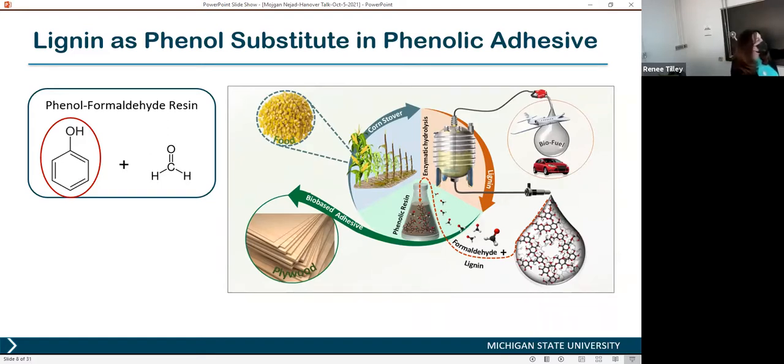We replaced 100% of the petroleum-based phenol with this lignin, and made adhesives that were good for plywood application. That was the first time that we were able to replace 100% of the petroleum-based phenol with lignin without any modification. In all the other studies, they were able to replace up to 50%, not 100%. But this lignin had really good reactivity, and we were successful.